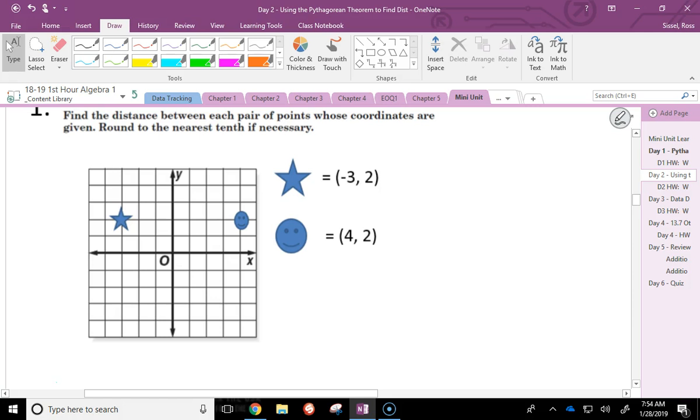Does anyone have it yet? Why would you need it if it's already a straight line? What do you mean? Can't you just count the units? Yeah.